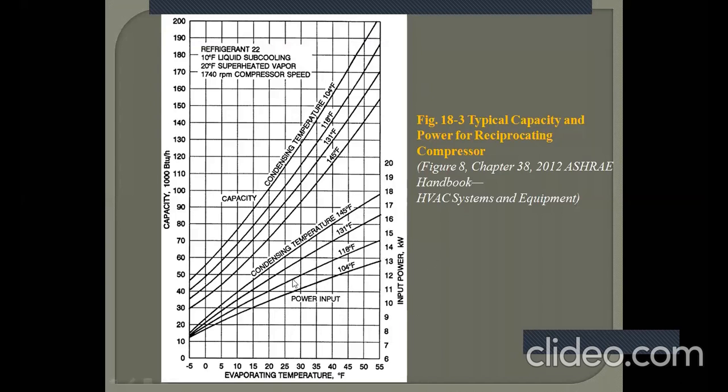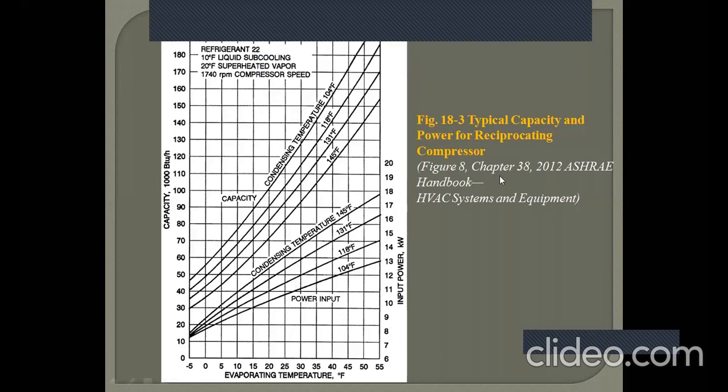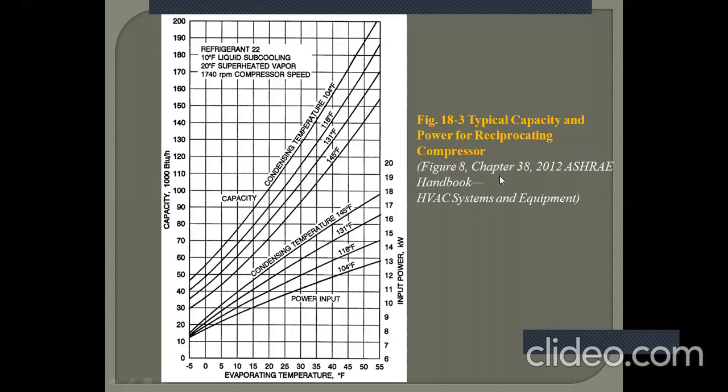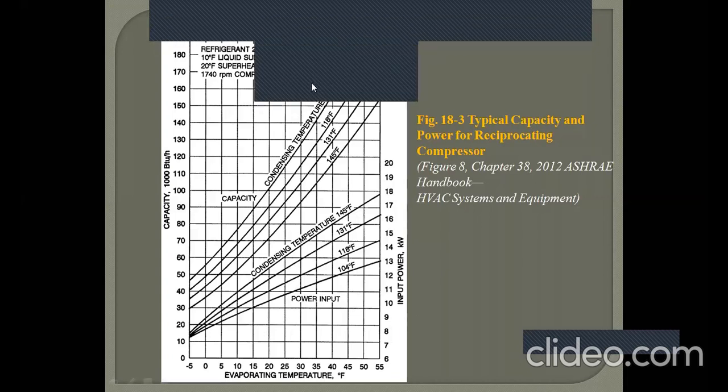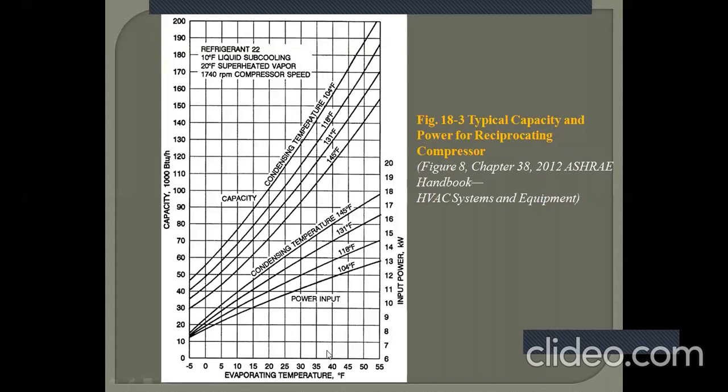So the compressor behavior, or the compressor working, solely depends on various parameters. One parameter is the condensing temperature, the second one is the evaporator temperature. So evaporator and condenser temperature play a very important role in the power consumption of the compressor.